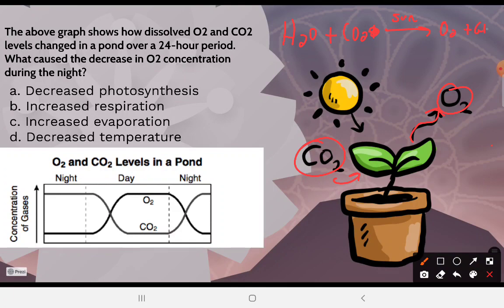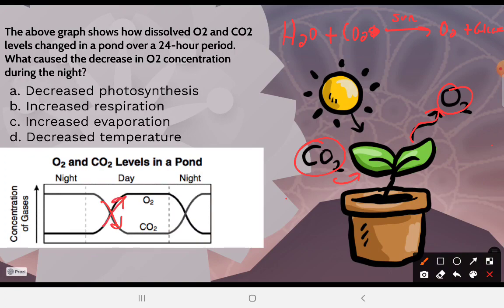Oxygen plus glucose. Okay, so as you can see, if the sun is out, you can do photosynthesis, and so you'll take in CO2 and increase oxygen. So that makes sense, right? During the day, we see CO2 being absorbed, and then we see oxygen increasing.